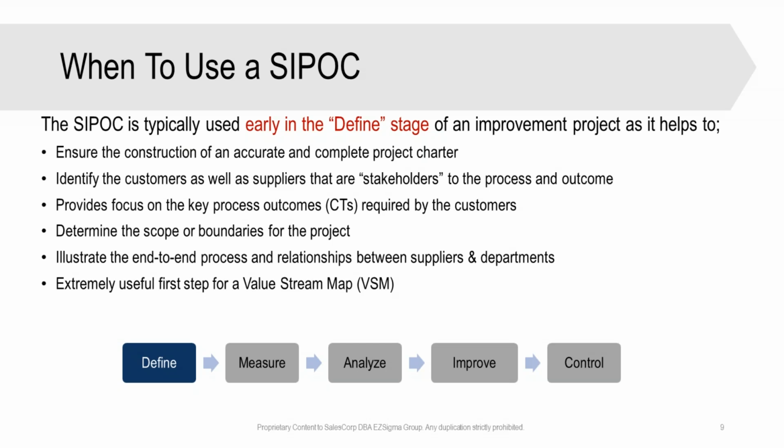As I say, when you get together with your champion, you're looking at what's the problem I'm having, what processes exist within, and then I really want to create quickly that SIPOC, which defines who the people are that need to be in the room when we're working on it. So ensure construction of an accurate and complete charter. It can help us build that charter, information we need around project team, issue, metrics. Identify the customers as well as suppliers, who are the key stakeholders.